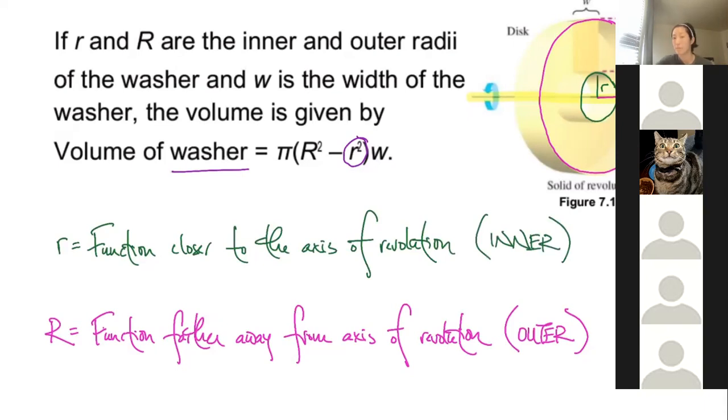So sometimes it'll be top minus bottom, but the biggest thing we're really looking for is that distance. Which one is further away? Which one is closer?